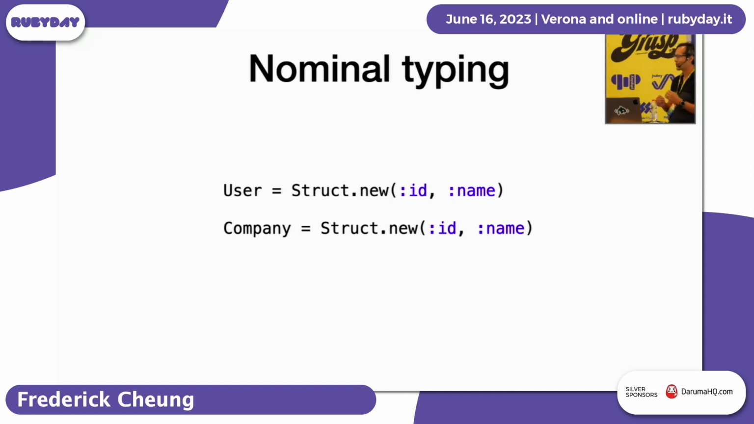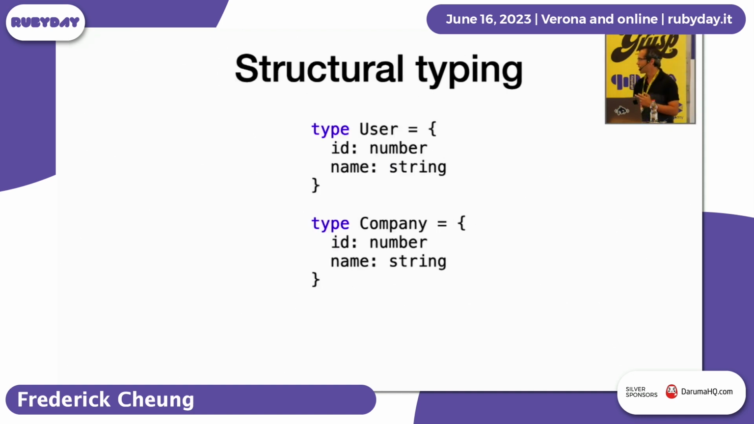Although these two classes kind of look and quack the same, as we said from the previous slide, they're two different classes. You can't take a user and pass it to a function that expects a company. Structural typing is a bit different.